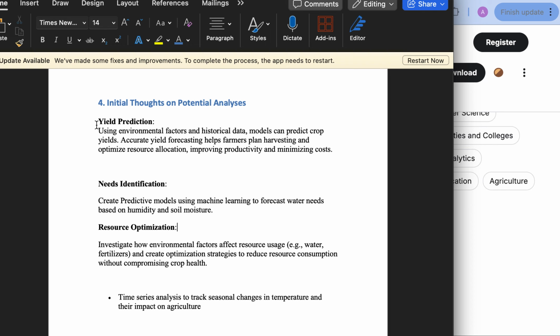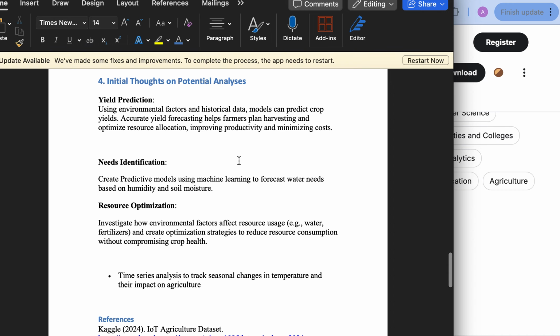Initially and potentially, we can use it for yield prediction in agriculture using environmental factors and historical data we obtain from such a dataset to predict crop yields. Accurate yield forecasting helps farmers plan harvesting and optimize resource allocation. And this, of course, affects cost.